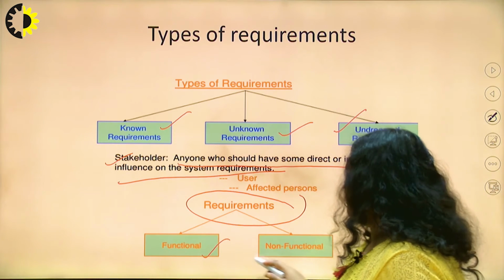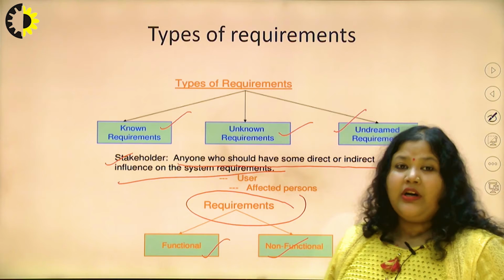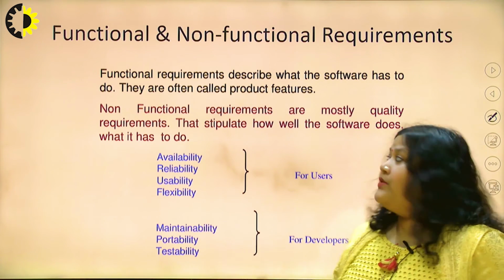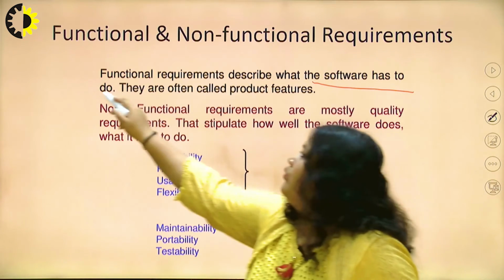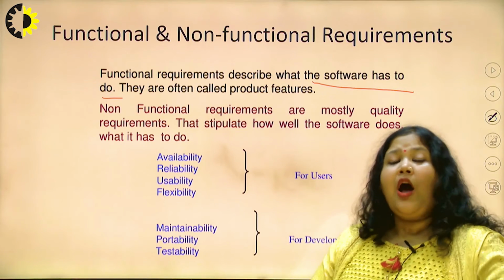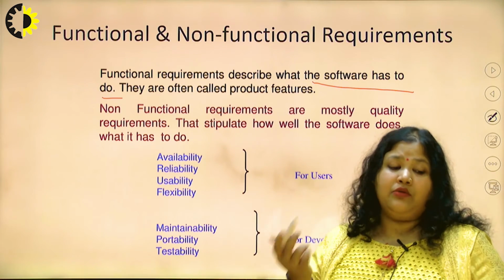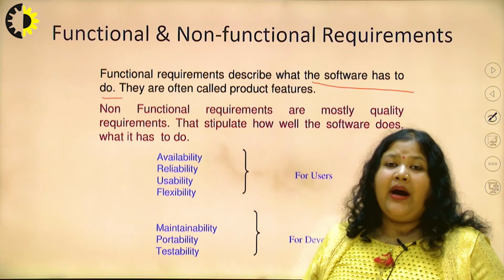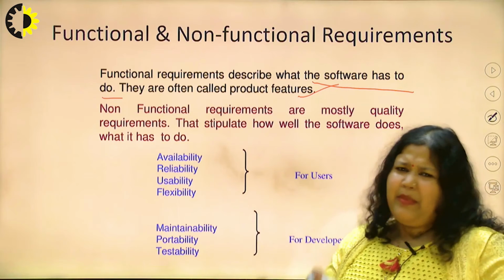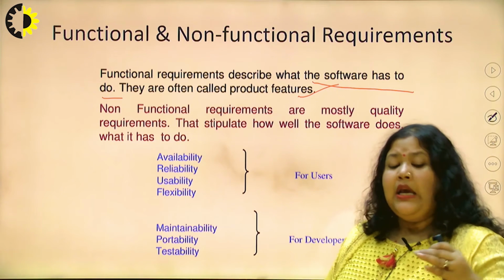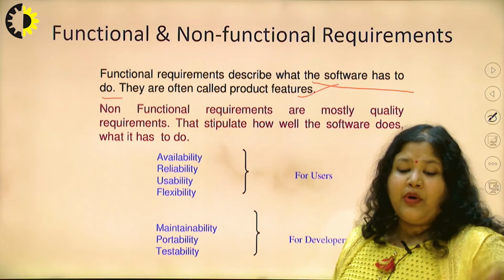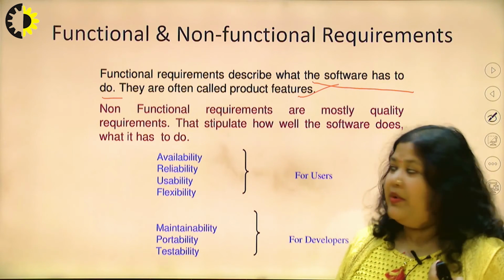Now, the basic requirements are of two types: functional and non-functional requirements. So what is a functional and what is a non-functional requirement? Functional requirements describe what the software has to do, what the software product has to do, and how we have to develop the software product. How many requirements are required for developing that particular project. These are the main requirements, those used for the product functionally. So these are the functional requirements.